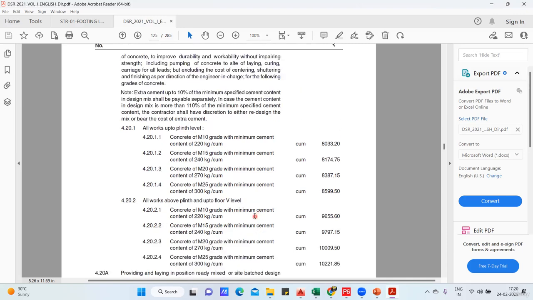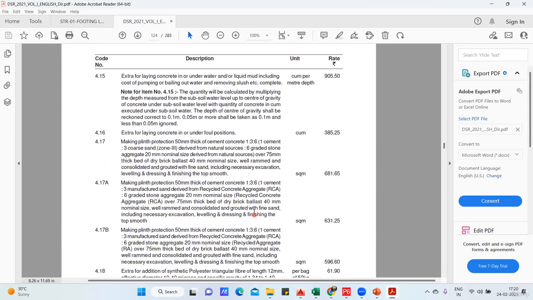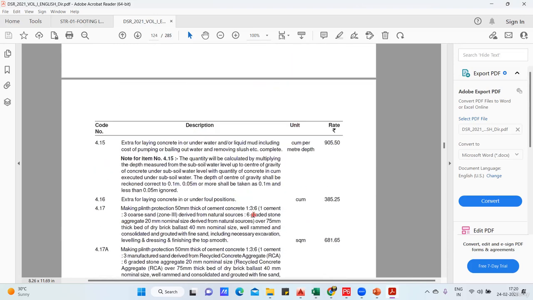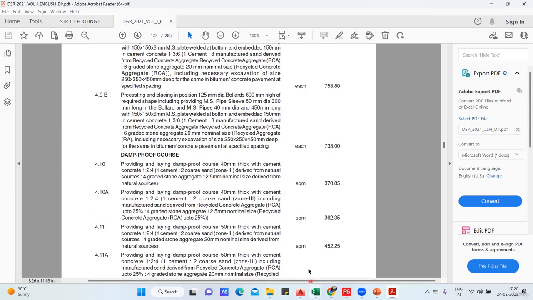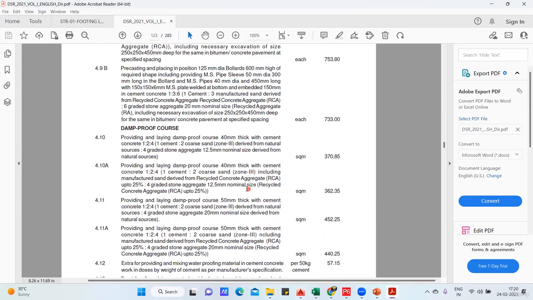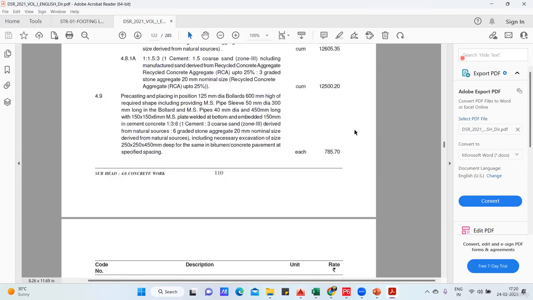Right now, whatever I've taken is only up to the plinth level, so I've taken that particular rate. In case tomorrow in your project you're supposed to do a PCC on the 3rd floor, then you come here, and whatever rate is given above the plinth, that rate you're supposed to take. Okay, great.